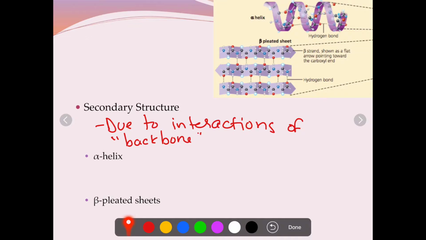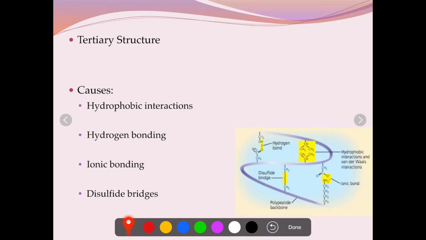So you should know that for secondary structure, the 2 things you need to be familiar with are the alpha helix and the beta pleated sheets. The beta pleated sheets are the little zigzags. When we go on to tertiary structure now, this is where the R groups start to interact.